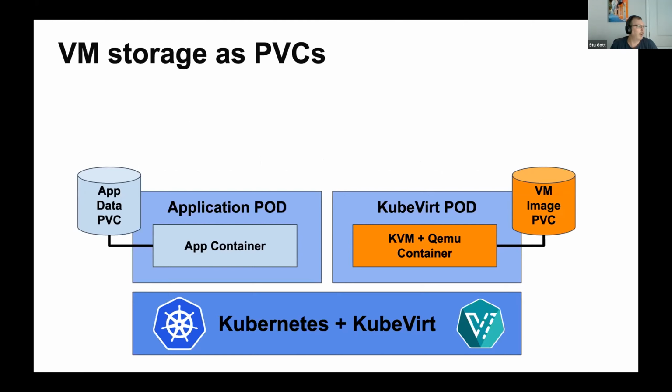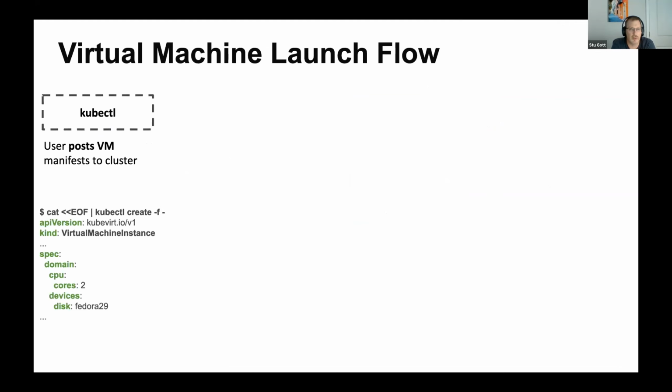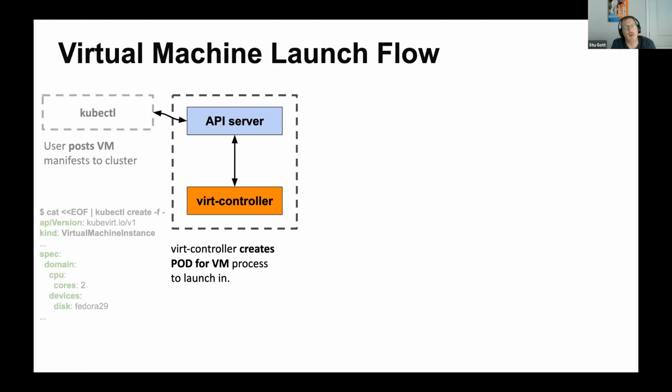And so if we look at the launch flow of how this plays out, as we had mentioned, a virtual machine instance is a YAML file. It's kind of a first-class citizen in this case because it's a custom resource, just like any other resource that Kubernetes has. When you post that to the cluster, next slide, it will actually go through the API server, which will validate the YAML and make sure that it's actually valid, so that you can't post something that's going to just not work.